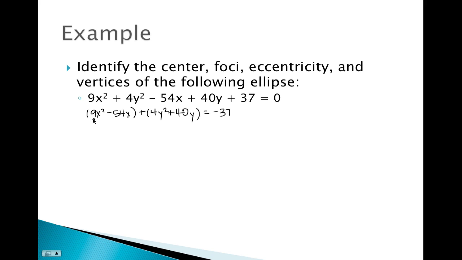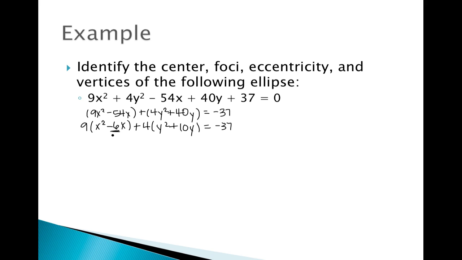Okay, so now in order to complete the square, we need to get our x squared term and our y squared term to have coefficients of 1. So let's go ahead and factor out the coefficients. When we factor out a 9 from our x terms, we're left with x squared minus 6x. And we're going to factor out a 4 from our y terms, so we have y squared plus 10y equals negative 37.